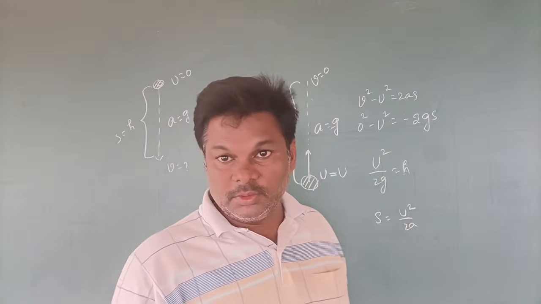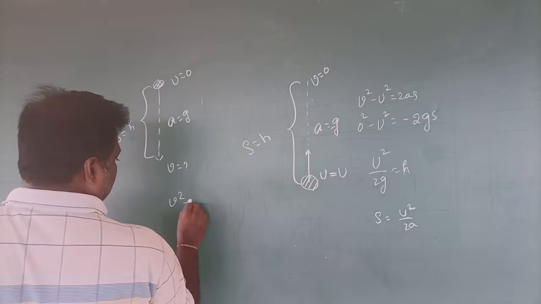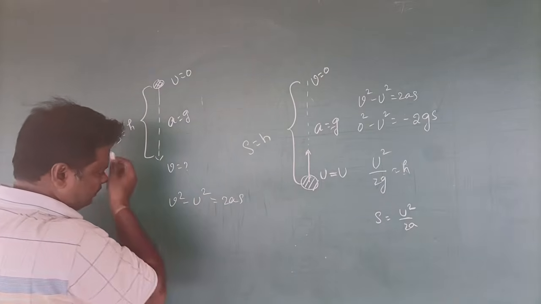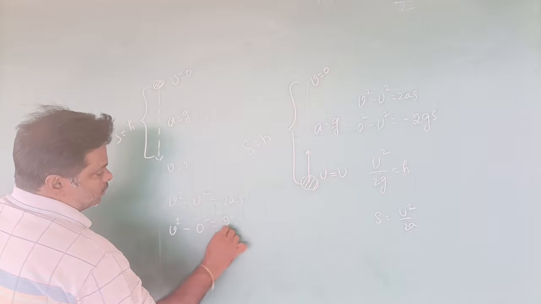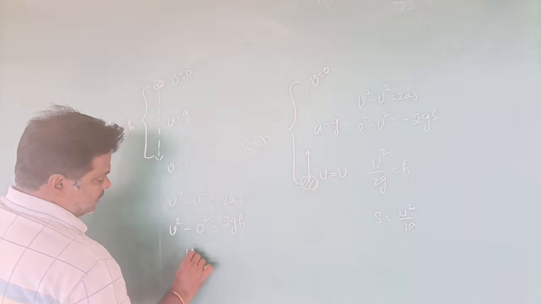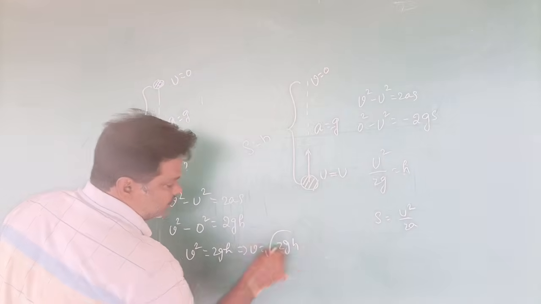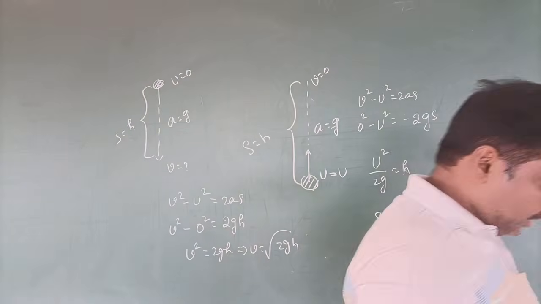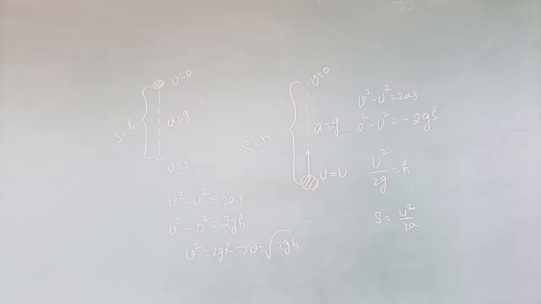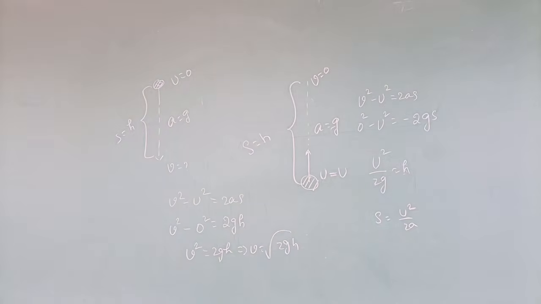Substitute these conditions in v square minus u square is equal to 2as. v square, u square is 0, 0 square, so 2g into h. So v square is equal to 2gh, which implies v is equal to root 2gh. So this is your answer. Note it down after pausing the video, or else you can memorize this one. So complete the sum without seeing.